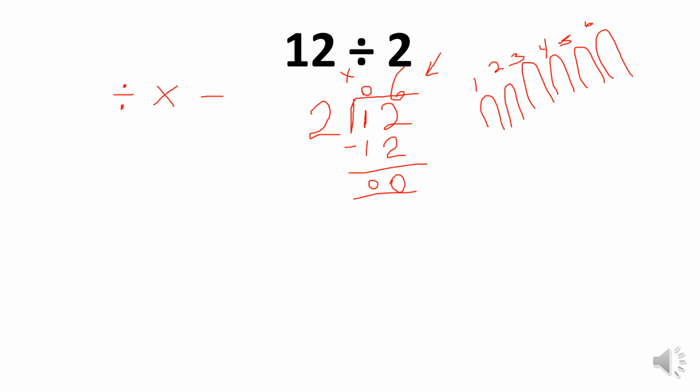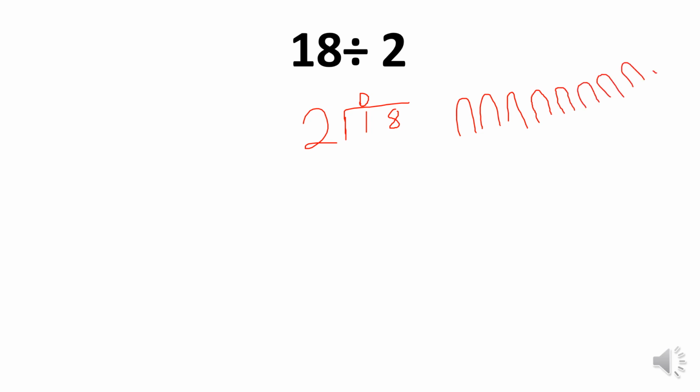Let's do another one. We have 18 divided by 2, so I'm going to write 2 into 18. 2 into 1 is 0, and 2 can go into 18 how many times? Count in 2's until we get to 18. 2, 4, 6, 8, 10, 12, 14, 16, 18. How many fingers do we have up? 1, 2, 3, 4, 5, 6, 7, 8, 9. Okay, so 2 can go into 18 9 times.